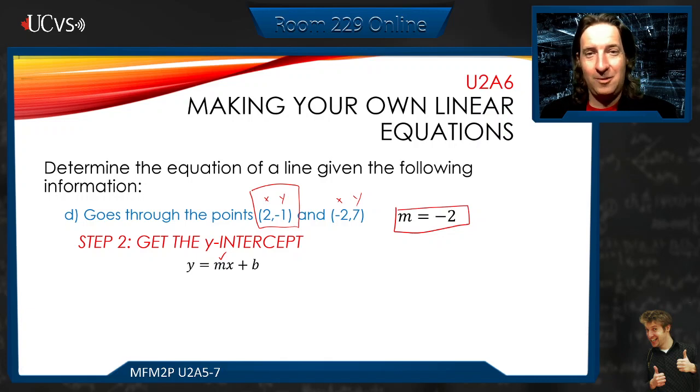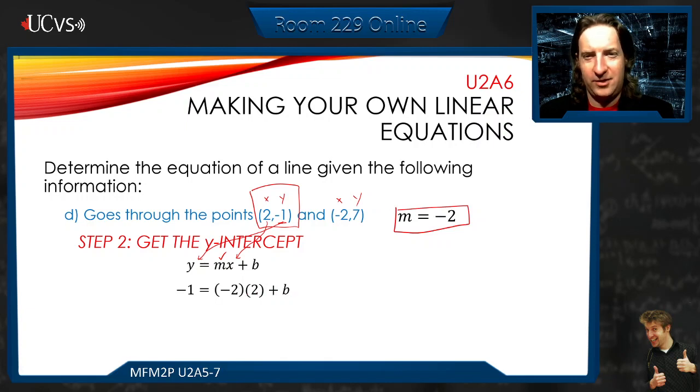So I'm going to replace the y in my expression here with -1. Sorry, I'm going to replace the y with -1. I'm going to put -1 here on the left-hand side. And then it says m times x. So that's going to be -2 times 2, which was my x value. So -2 times 2 plus b.